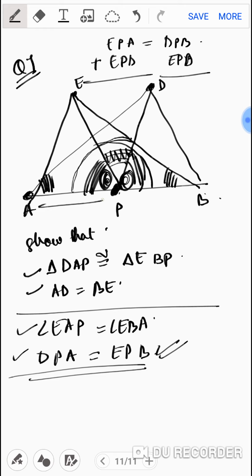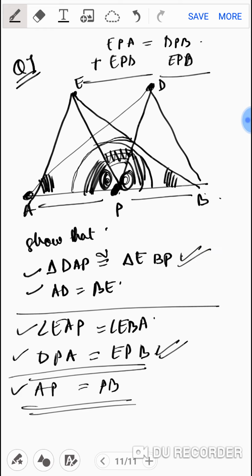So I got two reasons, and what the third reason can be? P is a midpoint. So can I say AP is equal to PB? So I got my third reason also. Once I got three reasons, I'll say my triangle DAP is congruent to EBP, by which test? You have angle, in between side, one more angle. So you will say ASA test.